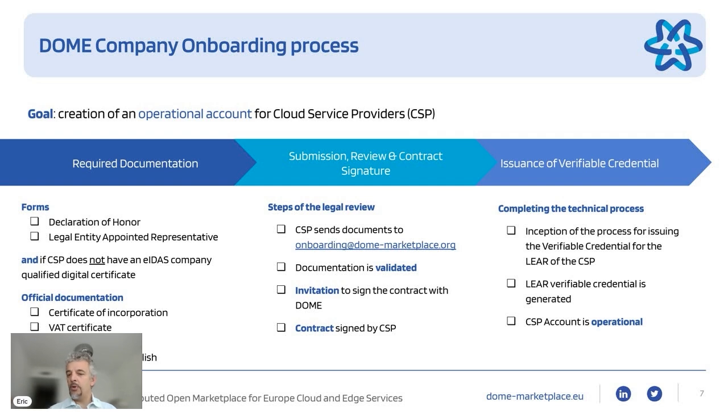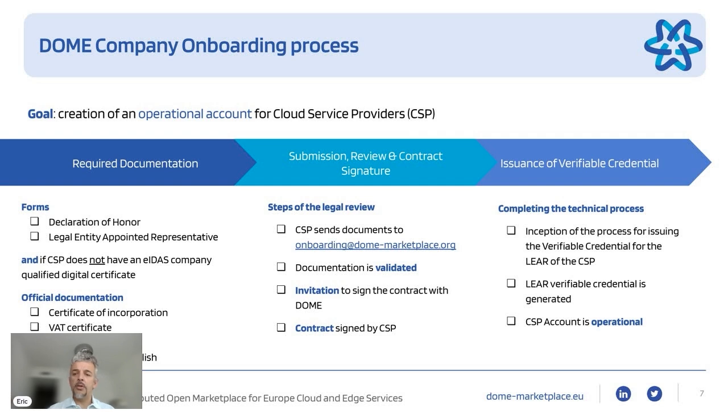The onboarding process is split into 3 stages. The first one is the gathering and generation of documentation. The second one is the legal verification of the company. And then comes the technical one, which consists in the issuing of the verifiable credential for the person appointed to represent your company before the DOM marketplace. This last stage will be explained by my colleague Oriol later.